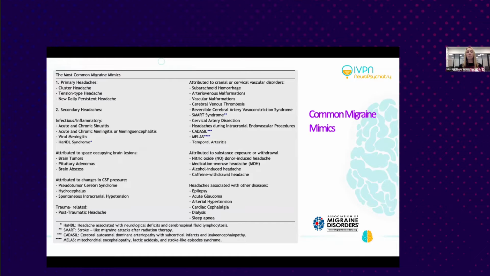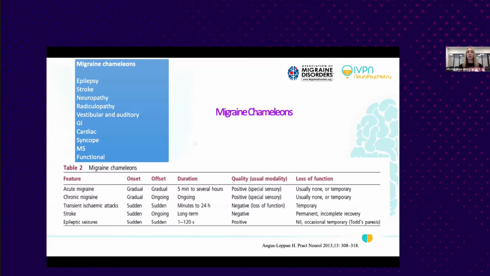So what are the most common migraine mimics? Here you can see that among primary headaches, there are only a few. But secondary headaches, there are many, many different types and causes. Most common are those of vascular origin, then of infectious and inflammatory origin, then of space-occupying lesions, CSF pressure, trauma, and then exposure to certain substances or some other kind of disorders.